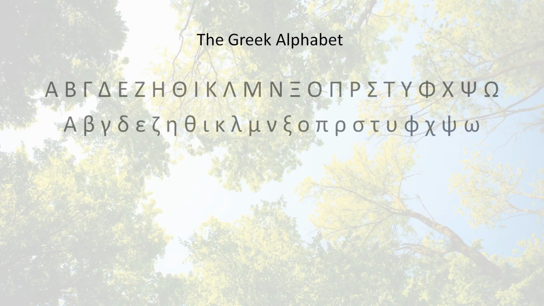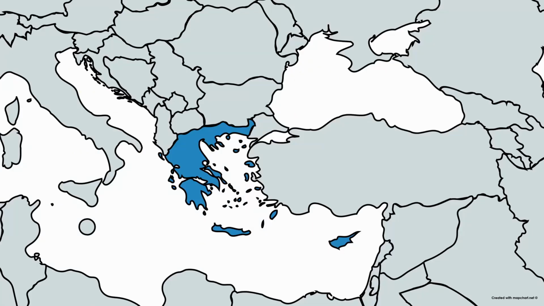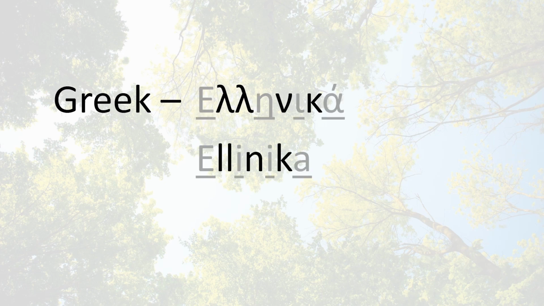The Greek alphabet. This is the Greek alphabet. It is, of course, used in the Greek language, which is spoken in Greece and Cyprus. As an example, the word for Greek is Ellenika. Although Greek is not widely spoken throughout the world, only in 2 countries, it has influenced almost every other language on this list.